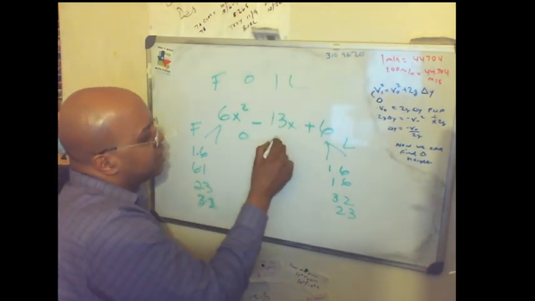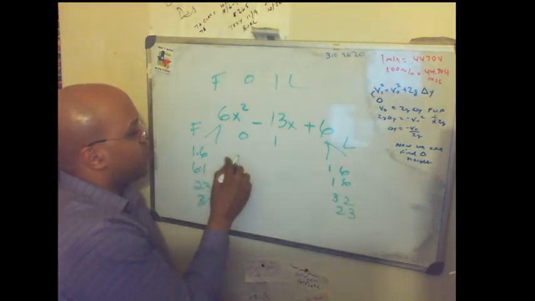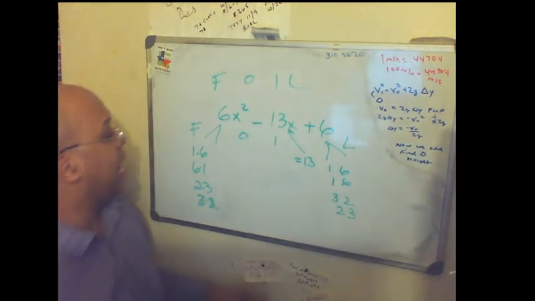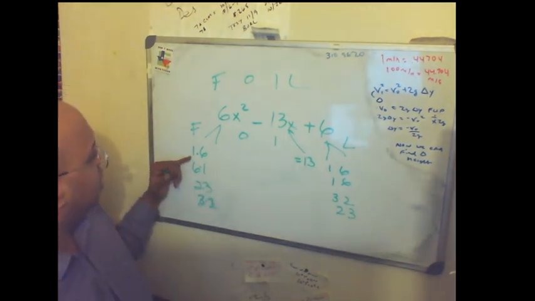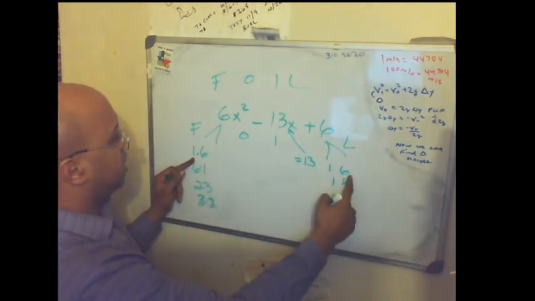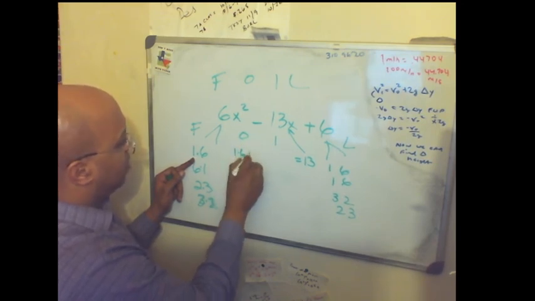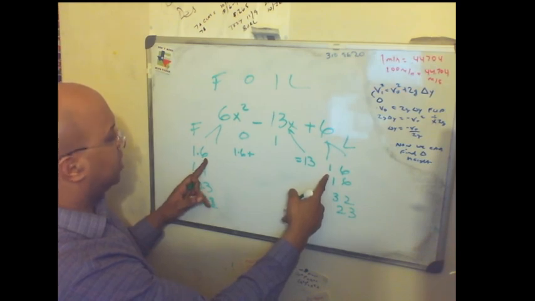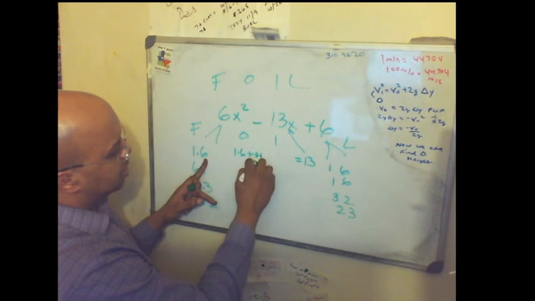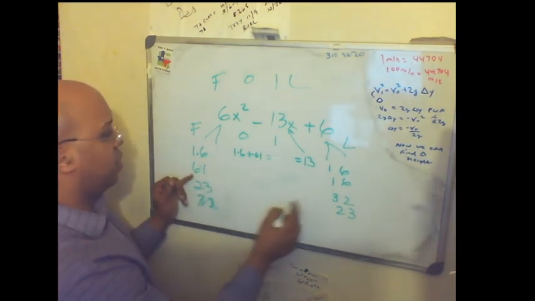Now I have to look at the outside and inside numbers and see if they add up to 13. So 1 and 6, 1 and 6. The outsides: 1 times 6, plus the insides, 6 times 1. That's 6 plus 6. Does that equal 13? No, it does not. So now let's play around with this.